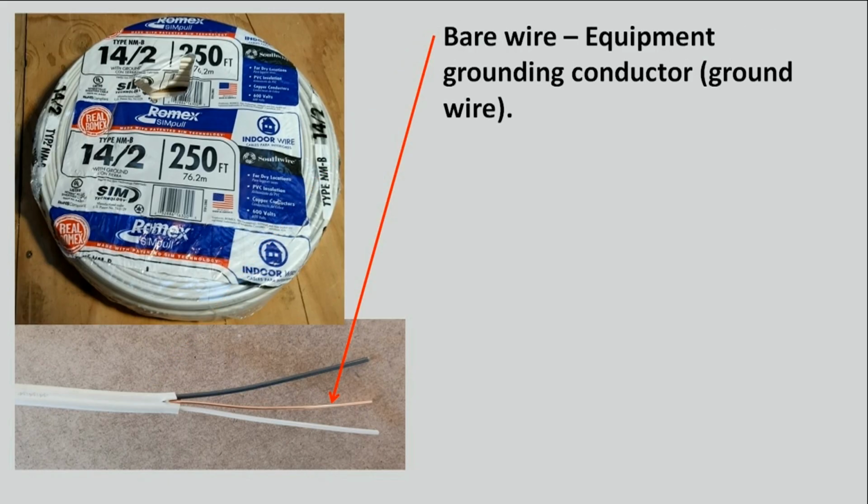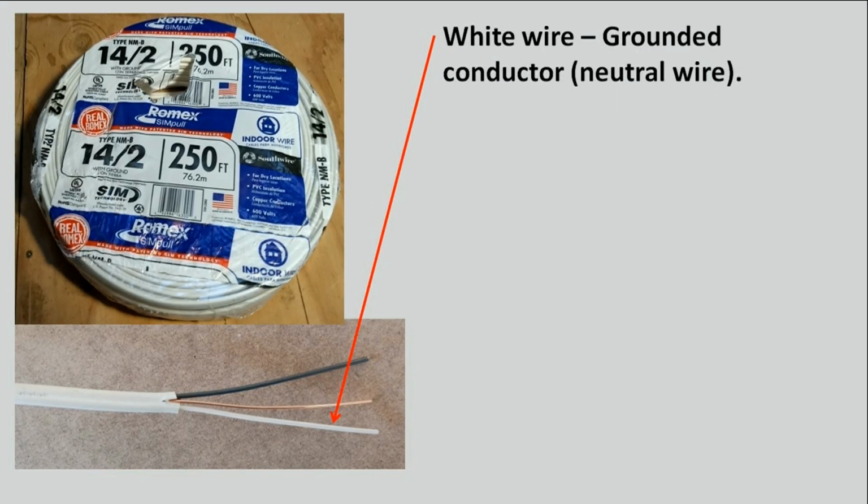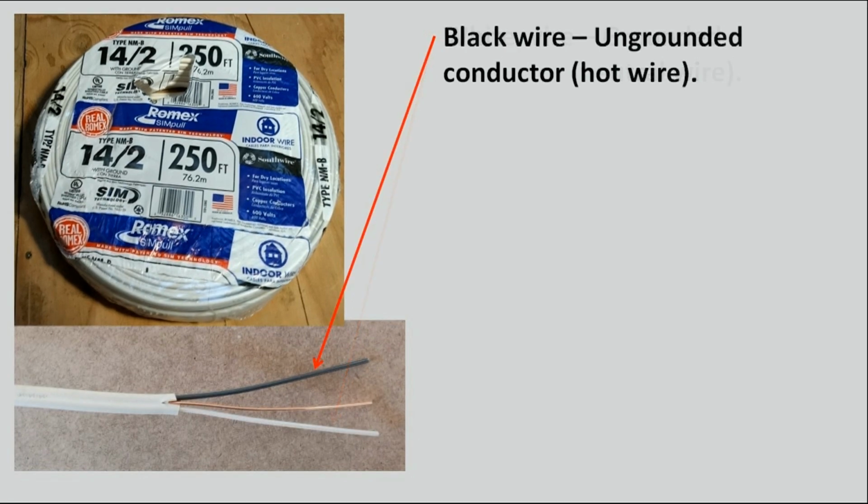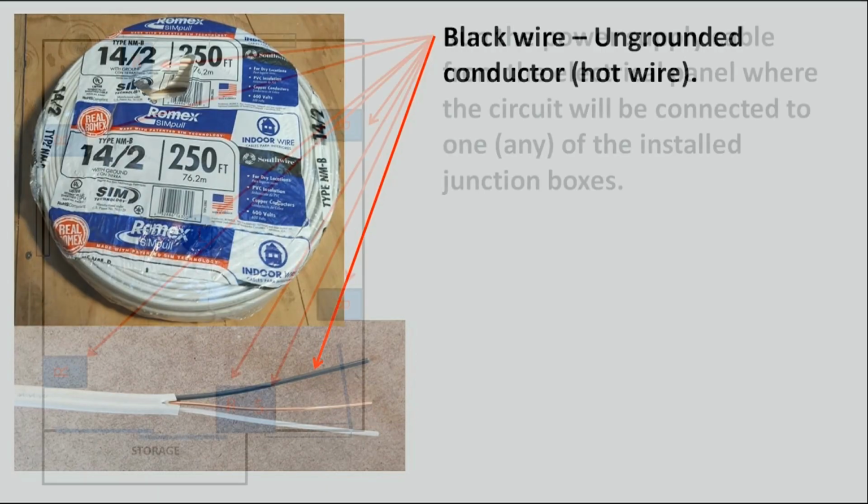The 14-2 NM cable contains 3 conductors, wires. Bare wire, equipment grounding conductor, ground wire. White wire, grounded conductor, neutral wire. Black wire, ungrounded conductor, hot wire.